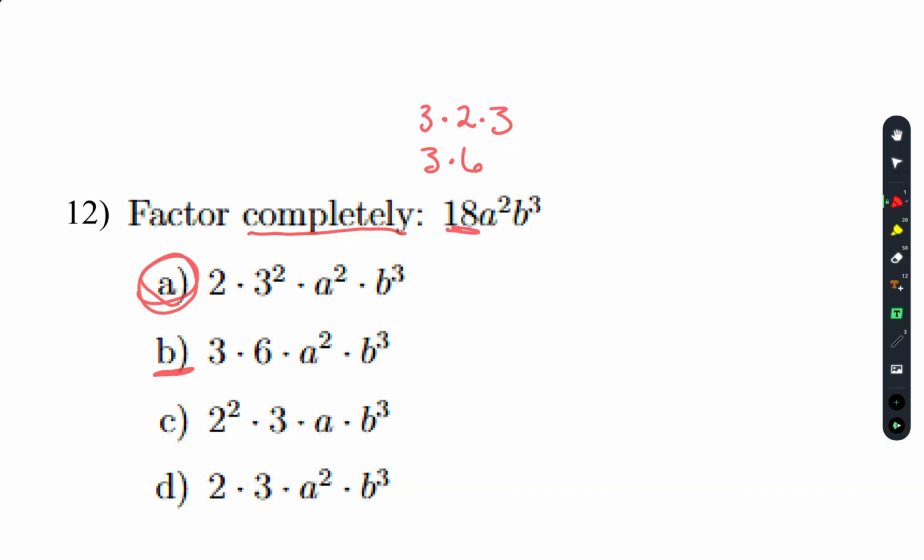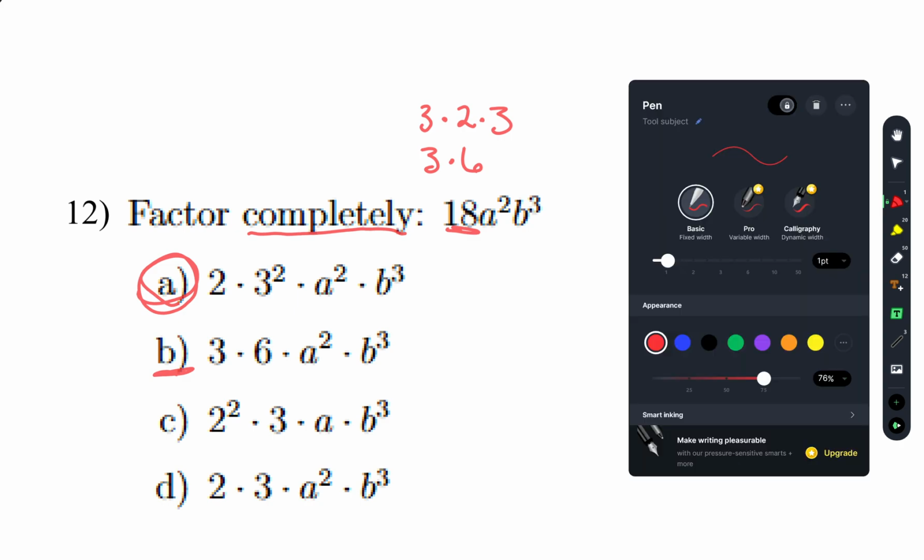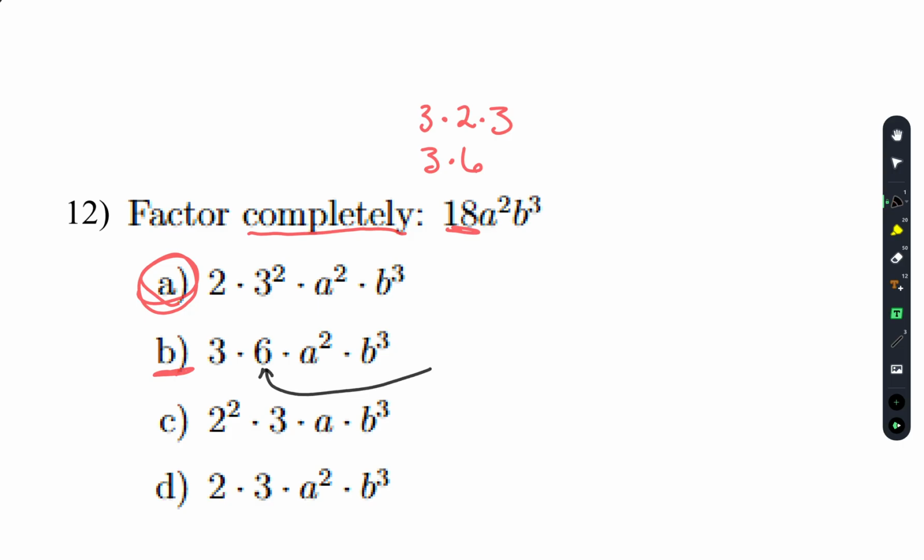So you have to change it into all factors. So they changed the 3 because it's prime into 3 squared. 6 doesn't work because it's not prime. There's other numbers it can break up into. Okay. I thought that was mean.